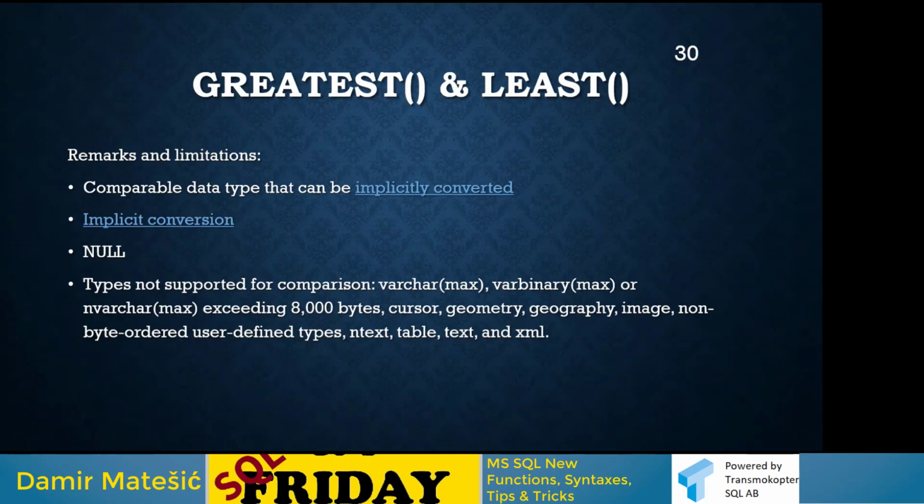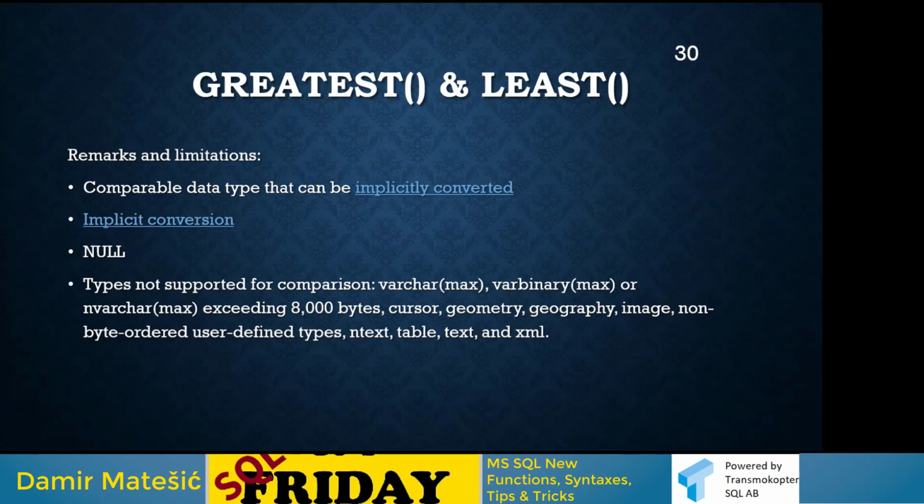And for GREATEST and LEAST, one more thing: all expressions in the list of arguments must be of a data type that is comparable and that can be implicitly converted to the data type of the argument with the highest precedence. Implicit conversion of all arguments to the highest precedence data type takes place before the comparison. If implicit type conversion between the arguments is not supported, the function will fail and return an error.